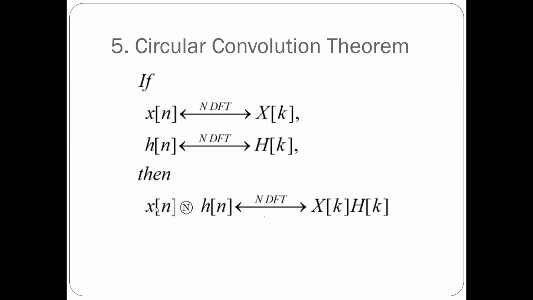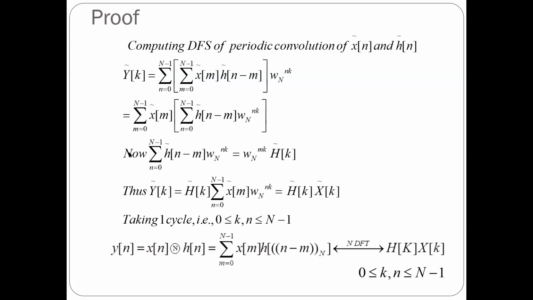Now, our aim is to prove this relationship. That is to prove that the n-point circular convolution of x of n and h of n will have a DFT given by the product of x of k and h of k. So, the proof is fairly straightforward. As we have seen, all the properties of the discrete Fourier transform can be proved by looking at the corresponding discrete Fourier series property and then looking at one period of the discrete Fourier series. So that is the easiest way to prove the properties of discrete Fourier transform.